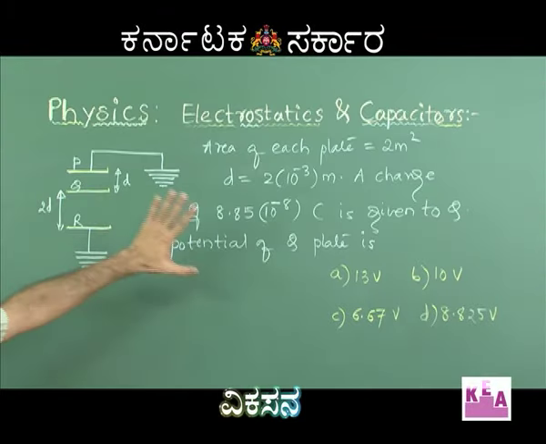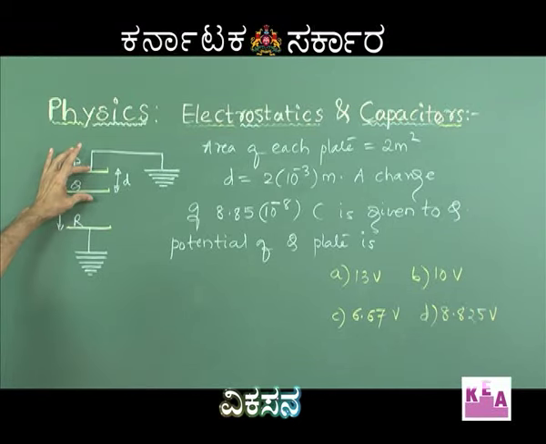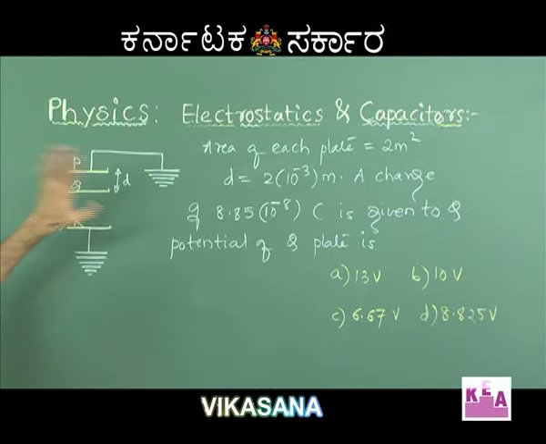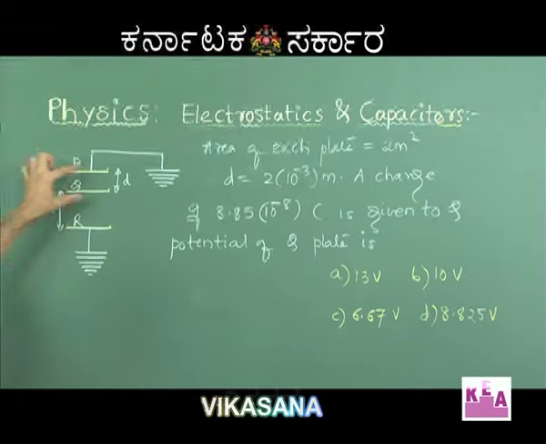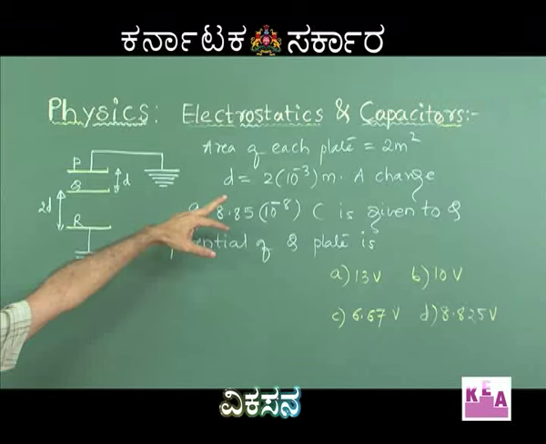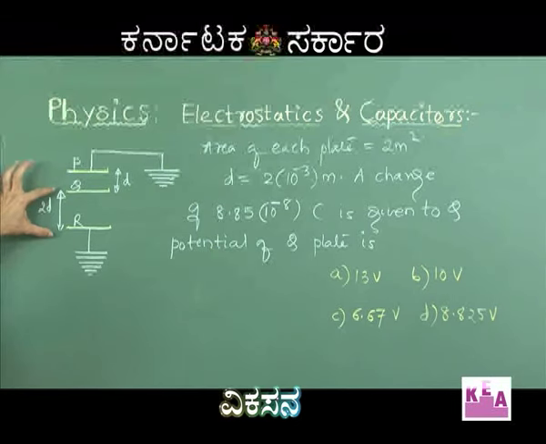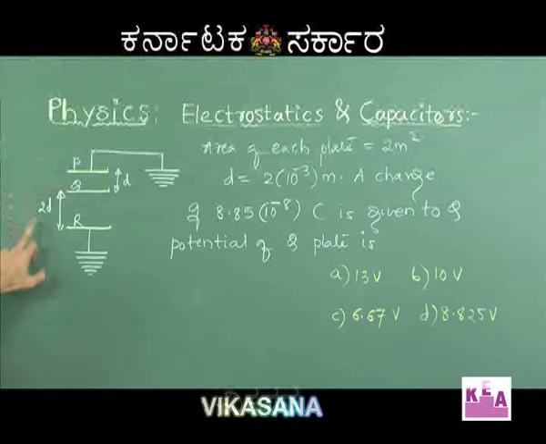Here there are 2 parallel plate capacitors, one formed between these 2 plates and another formed between these 2 plates. The area of each plate is 2 meter squared, which means all the plates are identical. The separation d is given to be 2 into 10 to the power of minus 3 meters. It has been very clearly shown that this separation is large and it is double of that.